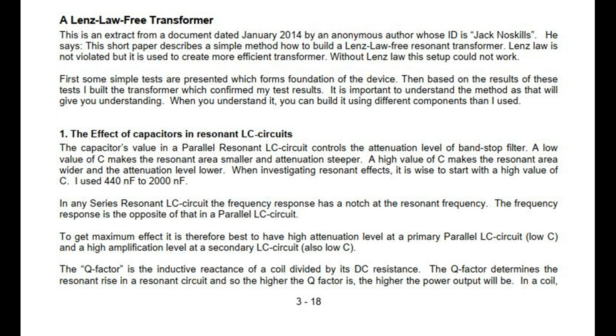A Lenz Law free transformer. This is an extract from a document dated January 2014 by an anonymous author whose ID is Jack No Skills.